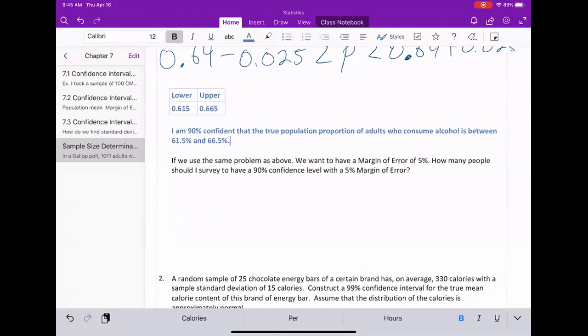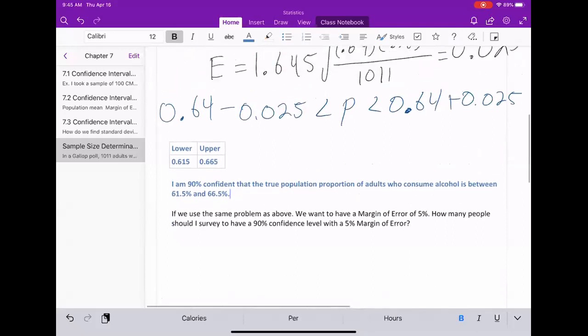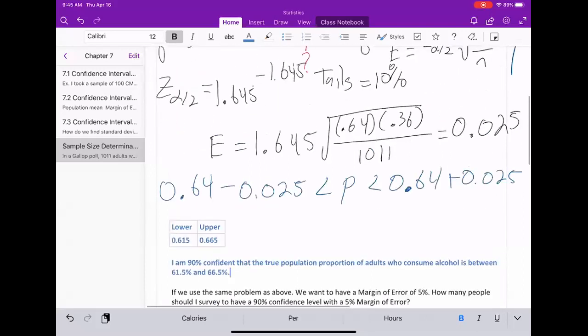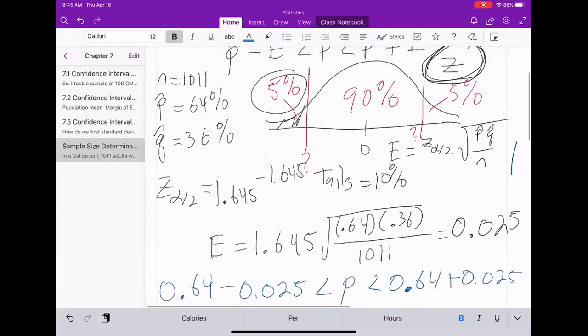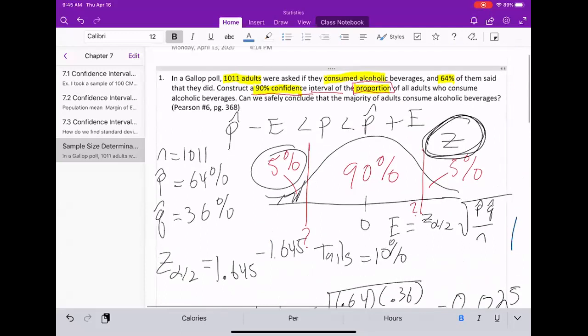So that one's a review one. That's a review from 7.1. That's why I went not fast, but just kind of walked through all the steps again. So hopefully that was a little bit of a review. Any questions on that one?